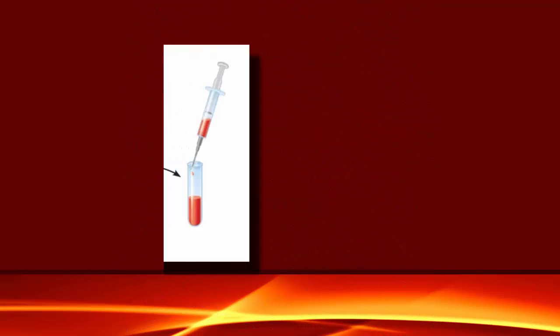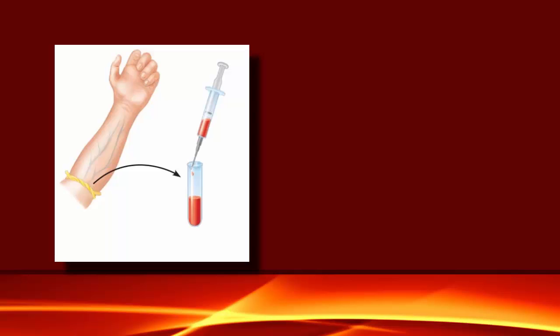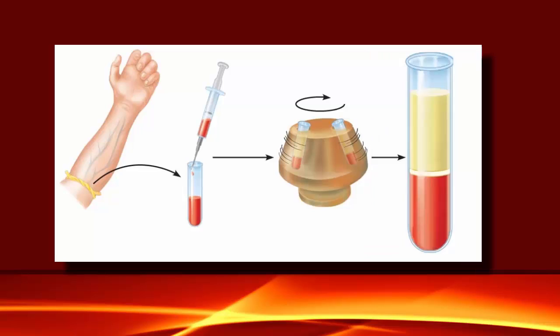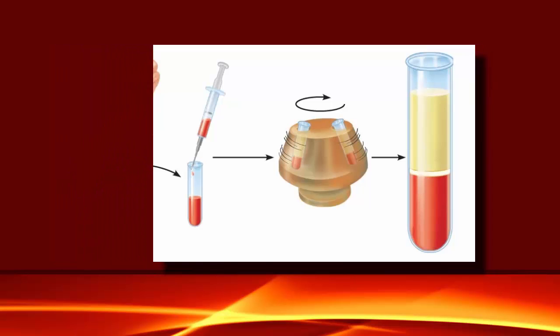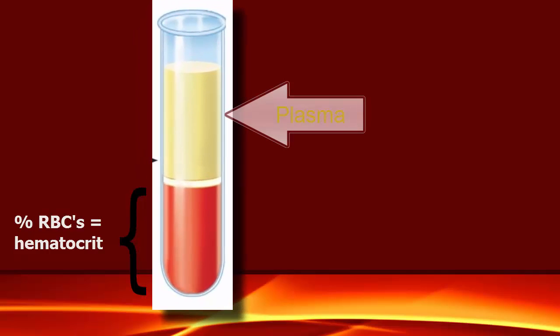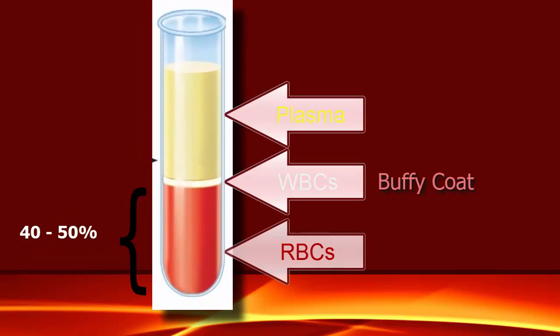The most common way to study blood is to draw blood from a vein with a technique called venipuncture. That blood is then spun down in a centrifuge for a certain period of time, and the blood separates into three very distinct layers. They separate out according to their densities, the most dense being on the bottom and the least dense being on top.